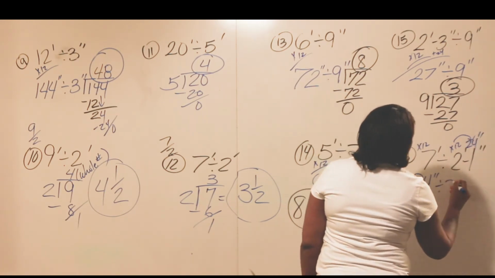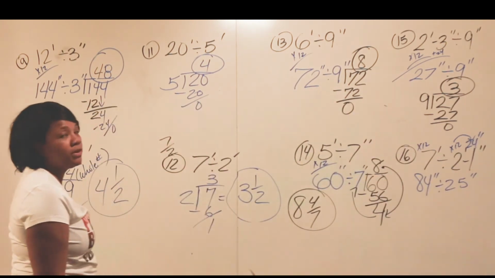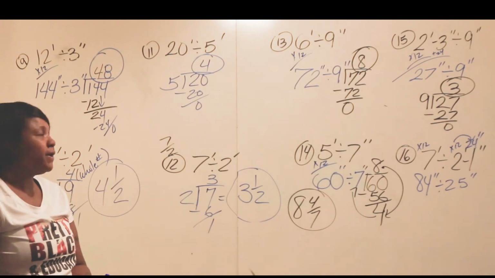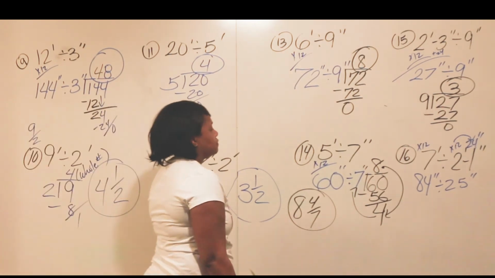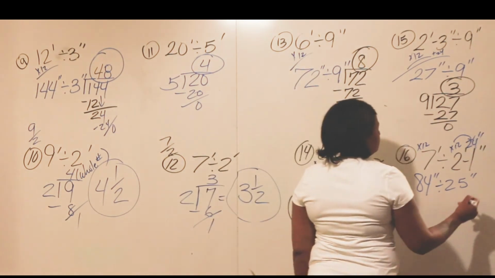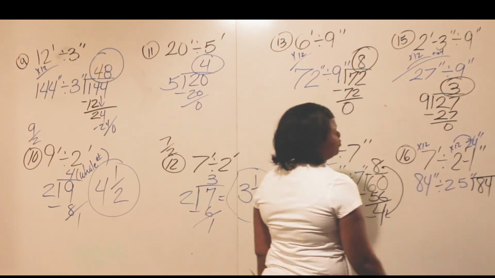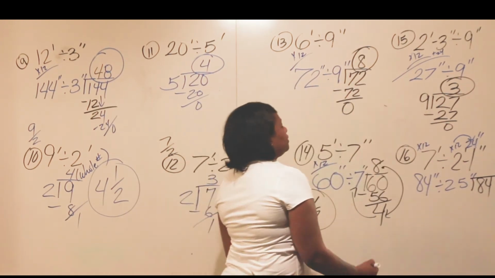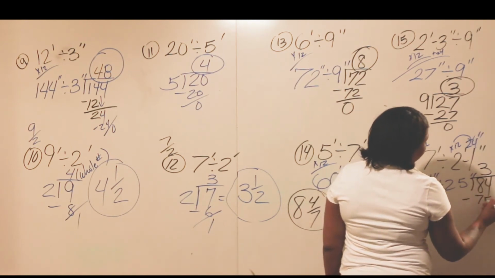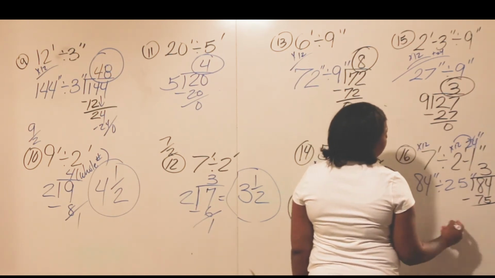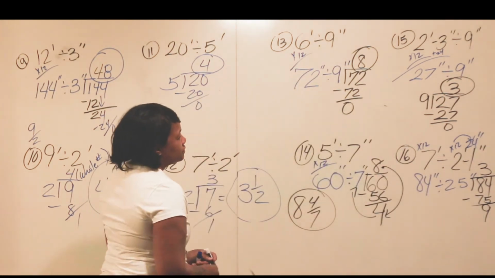So the measurements are the same: 84 inches divided by 25 inches. So now what? We divide. How many times does 25 go into 84? 3. If we take 3 times 25 and subtract 75 from 84, we're left with 9. So my answer would be 3 and 9/25.